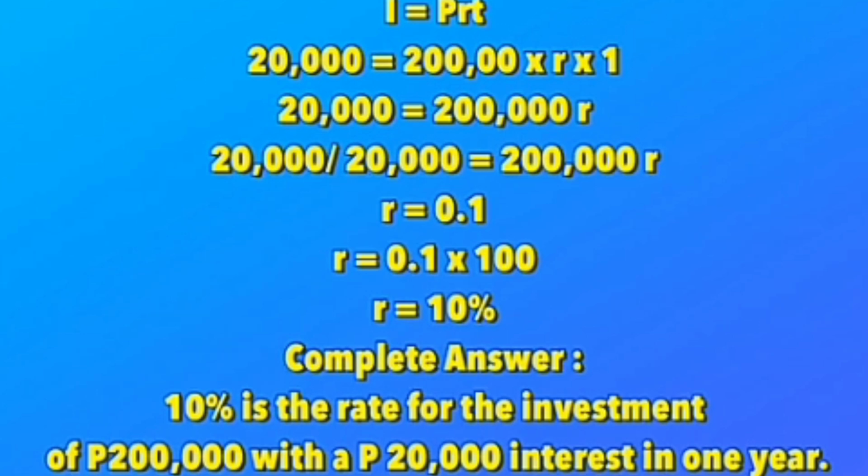So our complete answer now: 10% is the rate for the investment of 200,000 pesos with a 20,000 interest in 1 year.